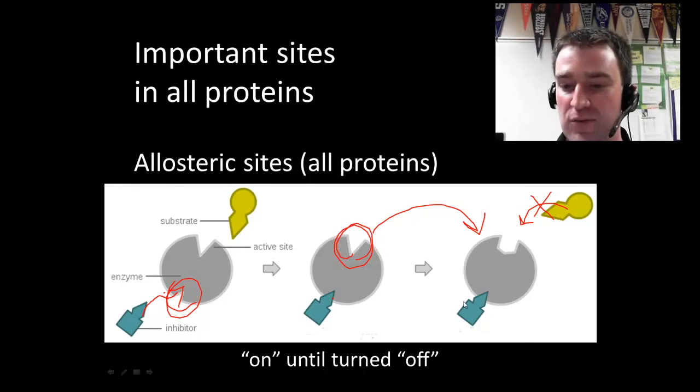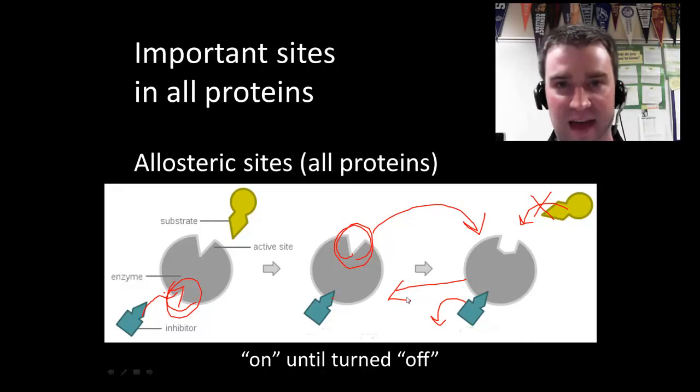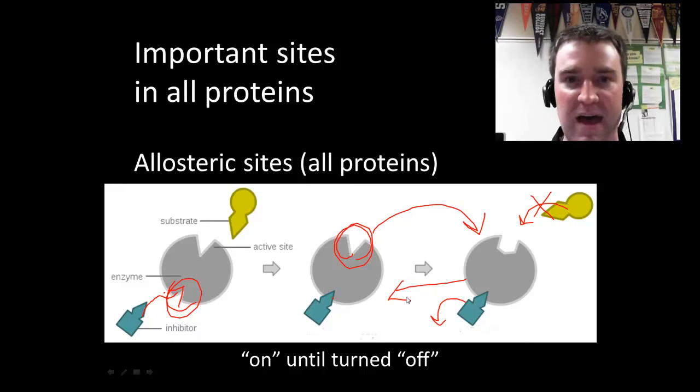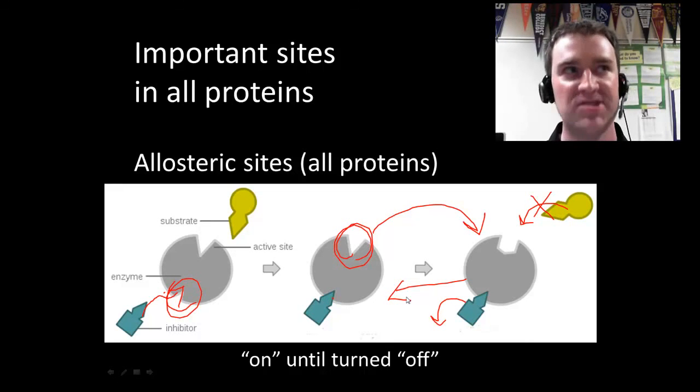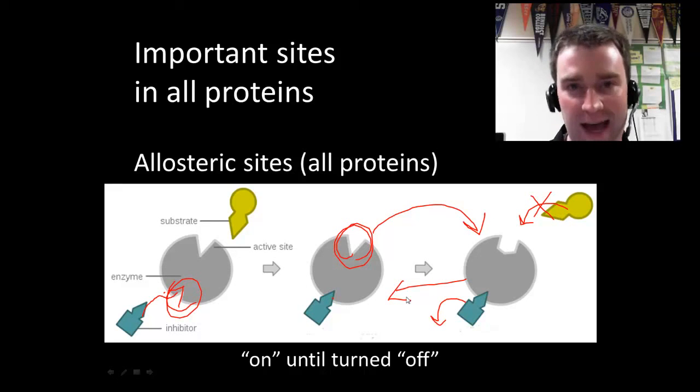Again, usually this is a reversible process in cells, so the inhibitor might fall off, and when the inhibitor falls off, we're back to that shape, and then the enzyme is effectively back on again. Cells can control how active proteins are with this allosteric regulation.